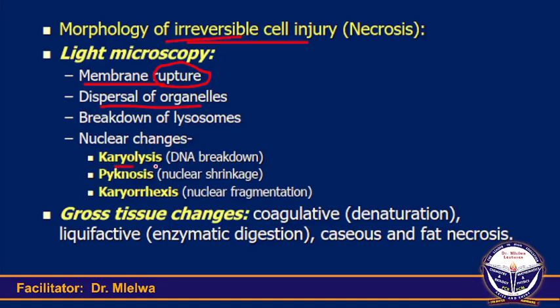There are three basic categories of nuclear changes which happen during irreversible cell injury. These are karyolysis, pyknosis, and karyorrhexis. These are the three basic nuclear changes which happen during irreversible cell injury. Karyolysis means DNA breakdown. Pyknosis means nuclear shrinkage. And karyorrhexis means nuclear fragmentation.